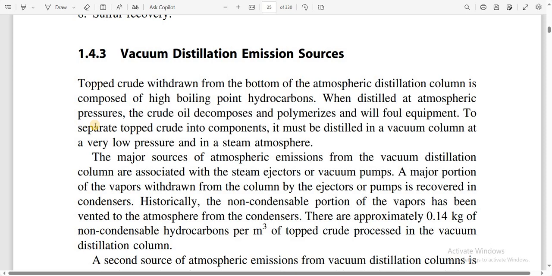Okay, welcome back. Today we'll be talking about vacuum distillation emission sources. Top crude withdrawn from the bottom of the atmosphere distillation column is composed of high boiling point hydrocarbons.